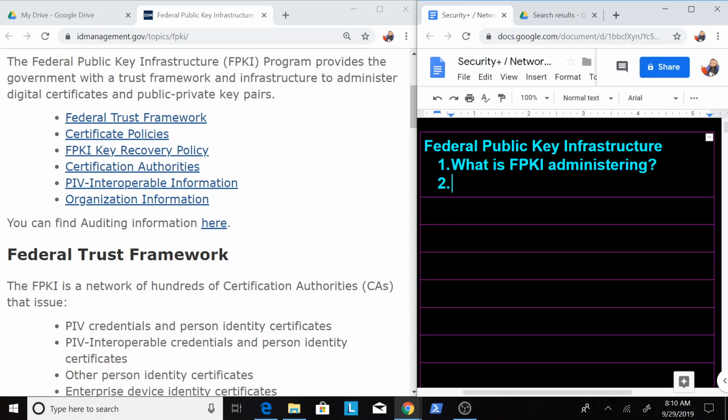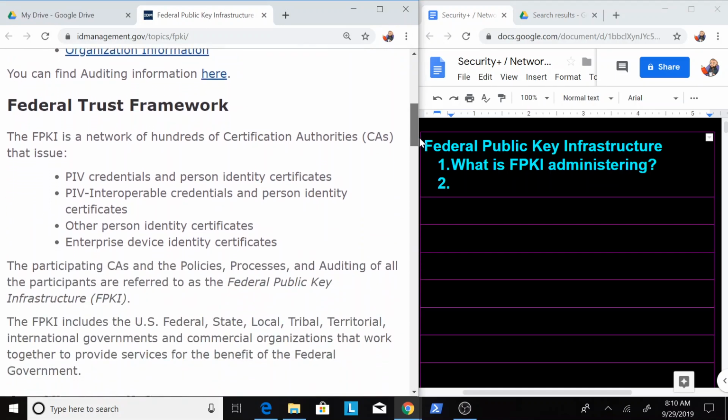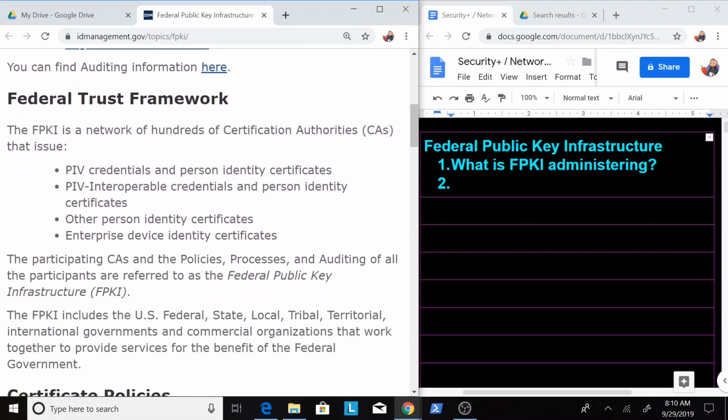And if you're unfamiliar with this, that's why you've tuned into this video in the first place, I assume. So it looks like they have 6 sections for us to read through. We're going to skip the auditing information part here and just start with the Federal Trust Framework.